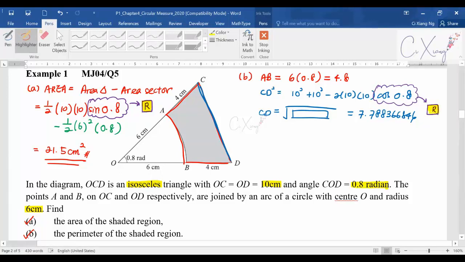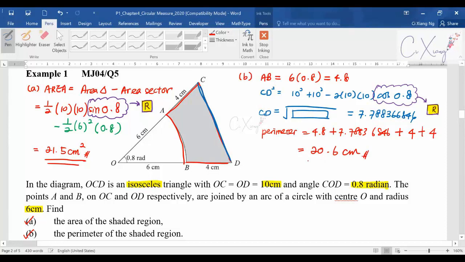Okay, all right. Then after that, because CD is not the final answer yet, usually I will keep it as long as possible. Then eventually only I rephrase and add up everything. So what is the perimeter? Perimeter means that you have AB, which is 4.8, plus CD, which is 7.788366846, plus AC, which is 4, plus BD, which is 4 also. After that, the last step, only you simplify it to three significant figures, which is 20.6 cm.